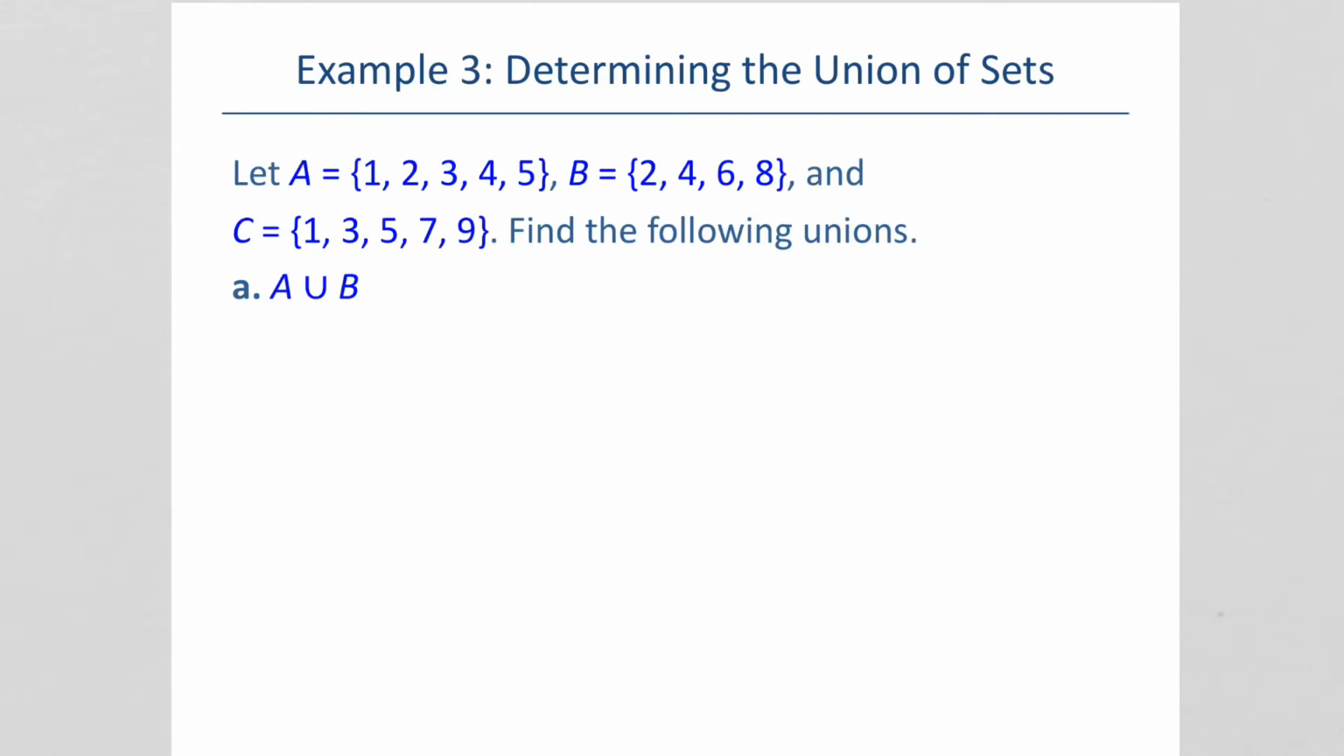Find the following unions from these here. So A union B would be all the elements in A and all the elements in B, but we don't want to repeat them. So it would be 1, 2, 3, 4, 5, 6, 8.